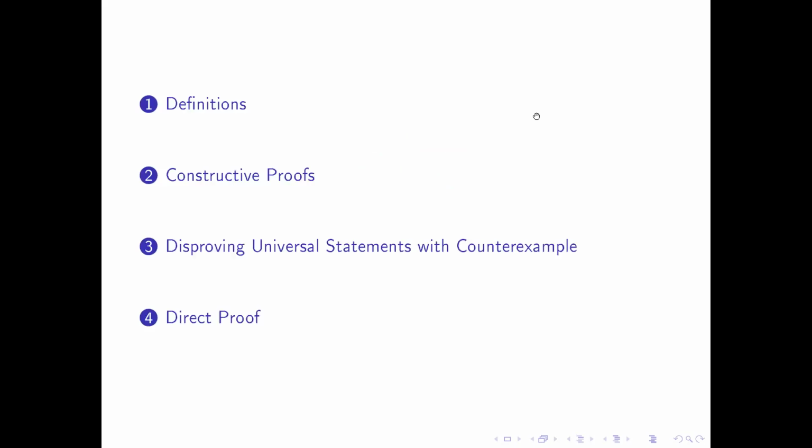Welcome. So we're going to start chapter 4 by talking about proofs. We're only going to do a little bit of chapter 4 because we're going to transition into inductive proofs, and we're going to do a little bit of direct proofs. So I'm going to talk about what are definitions, why they're important, what are constructive proofs, how to disprove some universal statements with counterexamples, and then what is direct proofs.